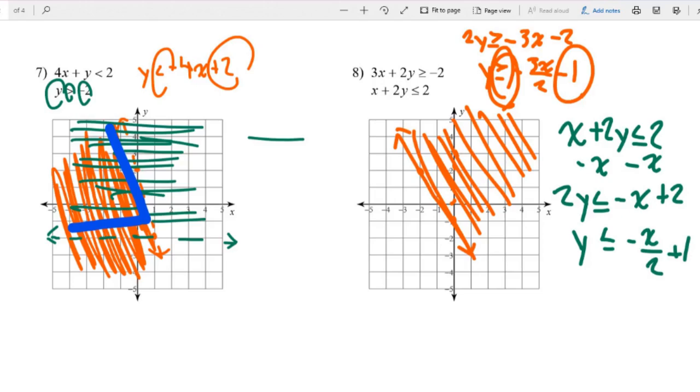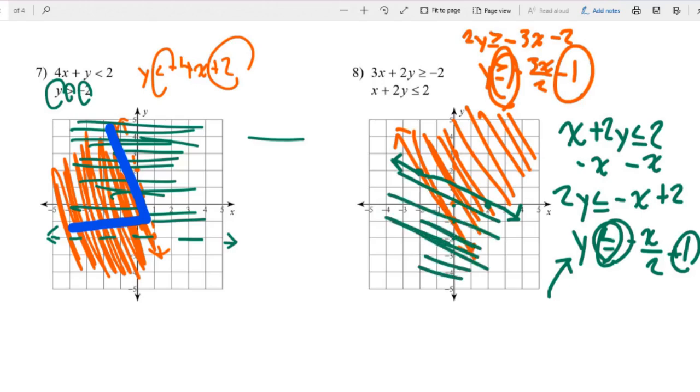So 2 good points for this inequality are (-2, 2) and (2, 0). So notice that y is less than or equal to -x/2 plus 1 is going to be a solid line, just like that. And we want y values that are less than or equal to 1, like 0 and -1 and -2. So we're shading down here. And that means our shaded region lies right here.